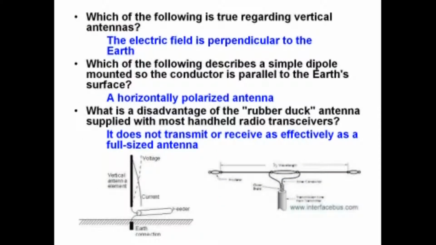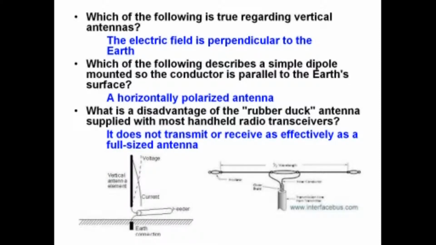Which of the following is true regarding vertical antennas? With a vertical antenna, the electrical field of the antenna is perpendicular to the earth. So here we see a vertical antenna. Here's the earth. Here's the vertical antenna element, and this will radiate a vertically polarized signal.